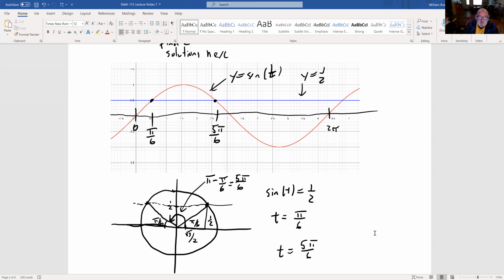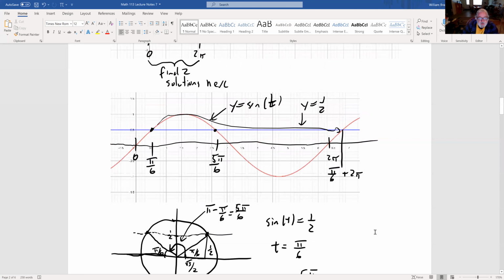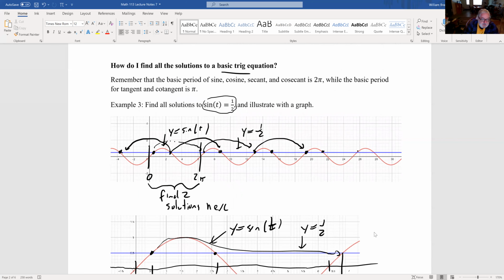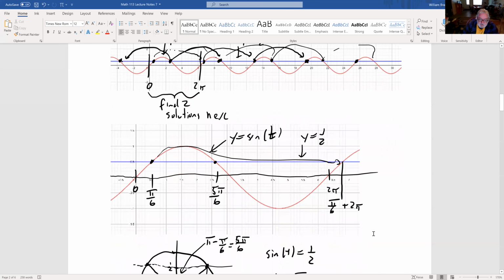So what are the rest of my solutions? What's this one, for example? Well, that's going to be pi over 6 plus 2 pi. We take this and we just add 2 pi to it, and we end up there. What's the rest of them? Well, this is pi over 6 here. So pi over 6 plus 2 pi, pi over 6 plus 4 pi, pi over 6 plus 6 pi, pi over 6 plus 8 pi. And this one is 5 pi over 6. So 5 pi over 6 plus 2 pi plus another 2 pi, that's 4 pi, 5 pi over 6 plus 6 pi, 5 pi over 6 plus 8 pi, however many there are.